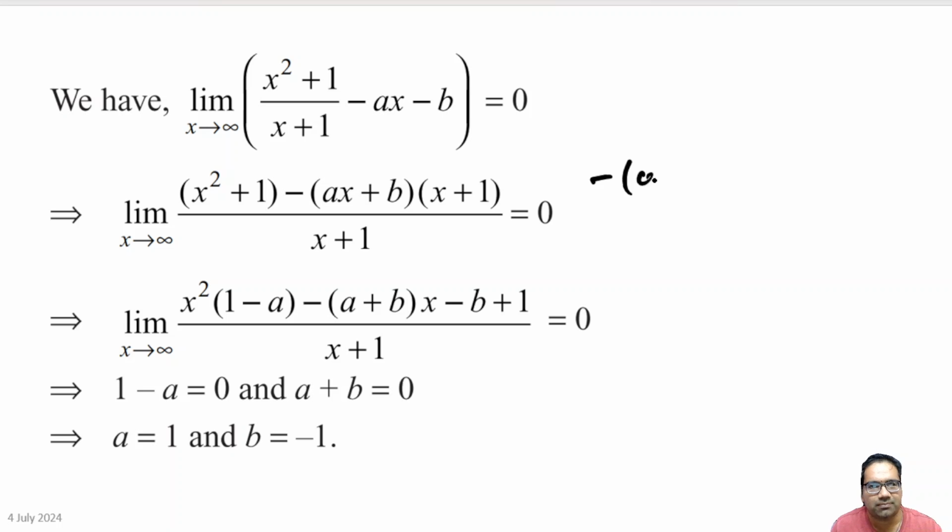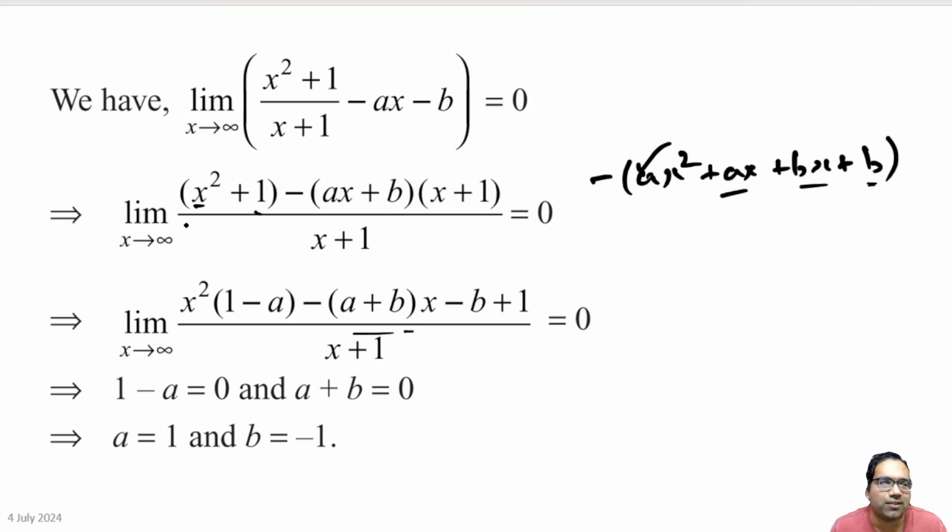Minus of, what will this become? Ax squared plus ax plus bx plus b. Now if we take x square common, x square times (1 minus a), and this is minus a, and this b, minus a plus b, minus (a plus b) into x, and this minus b plus 1. This one will simplify to this one.